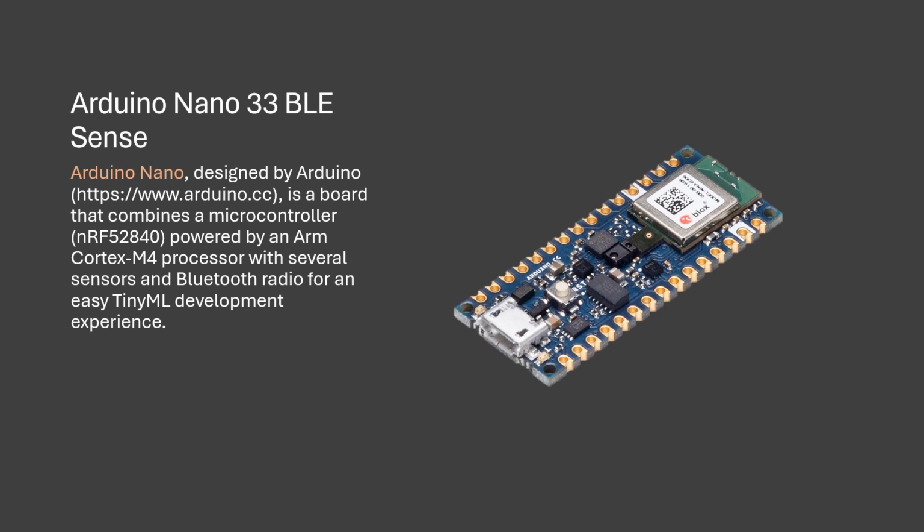And here we have the Arduino Nano 33 BLE Sense board. It's designed by Arduino, as you might have guessed. So it's combined with a microcontroller, powered by an ARM Cortex-M4 processor, with several sensors and Bluetooth radio for easy TinyML integration and development. So you're going to be looking later at each of these sensors that the Nano 33 BLE Sense comes with, and now you can use each of those sensors.